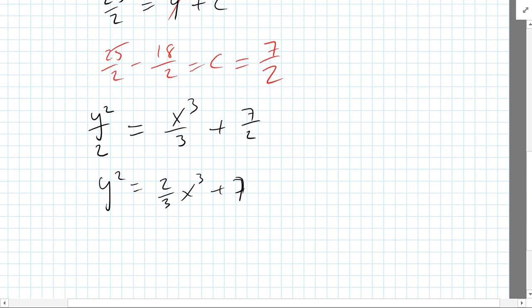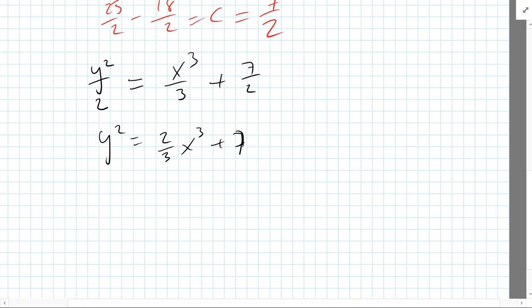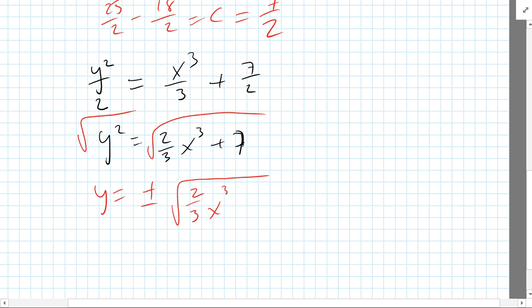And then how do I finally solve for y? Square root of both sides. Is that going to be a positive and negative root? Yes? So y is equal to plus or minus the square root of 2/3 x cubed plus 7. And now we have to evaluate. Our point was 3, -5. Which one of those do I want? Do I want the positive root or the negative one? If my point is 3, -5, I want the negative one.